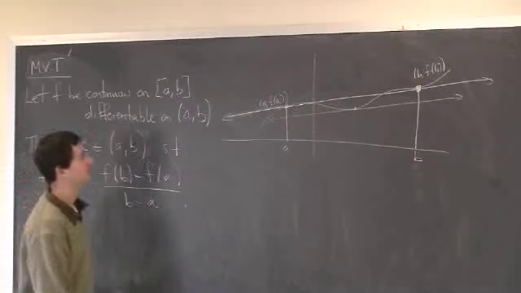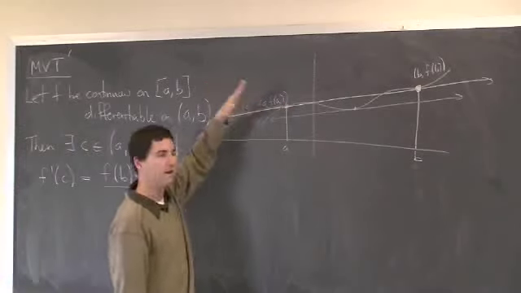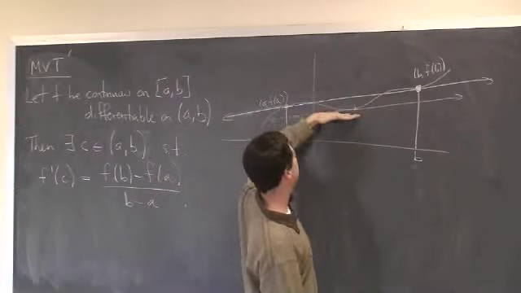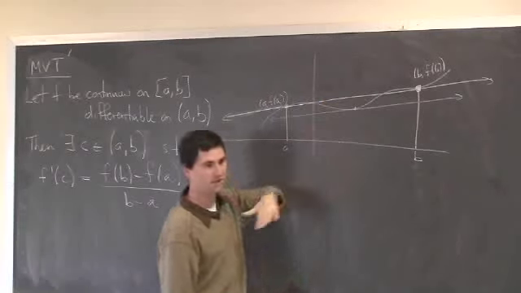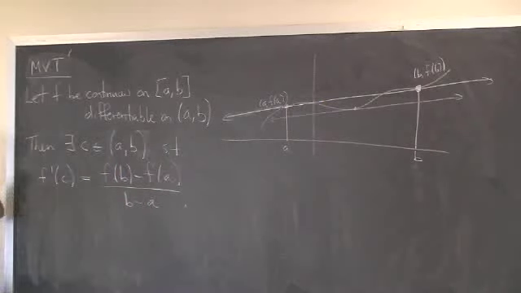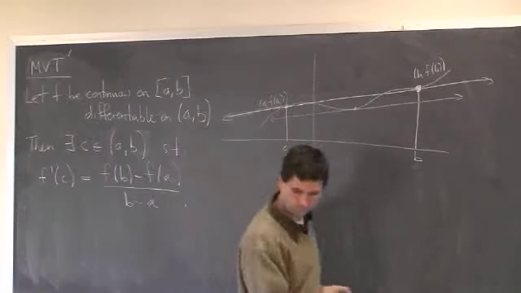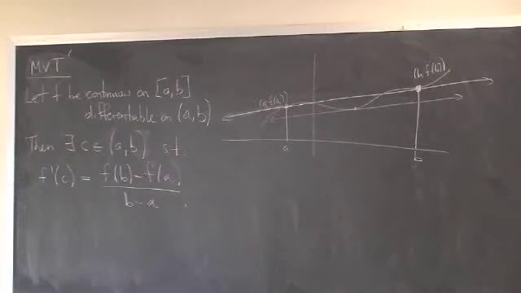Okay. So that's all the mean value theorem is saying. There is a point where the instantaneous velocity equals the average velocity. Well, let's see if we can translate that somehow into integrals. And here's the way we're going to do it. We're going to apply the mean value theorem for derivatives to the fundamental theorem of calculus.